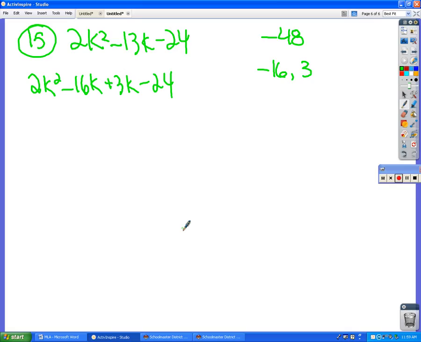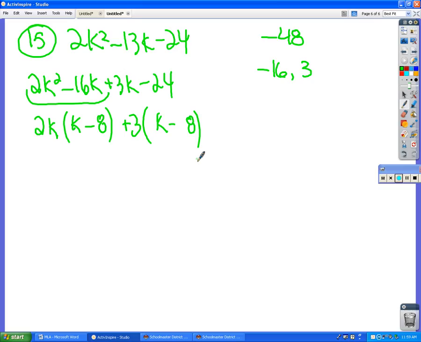Okay? Now if I look at these first 2 terms, what can I factor out of there? 2 and a k. Okay. Which leaves me k minus 8 on the inside. What can I factor out of these 2 terms? 3. And that leaves me a k and a minus 8. Okay, what? I'm confused. Because 3 times 8 is 24.